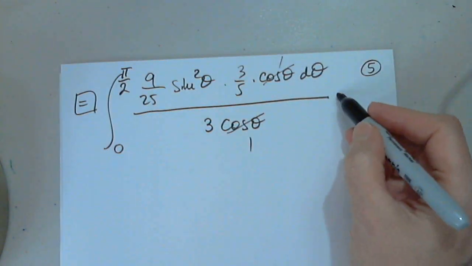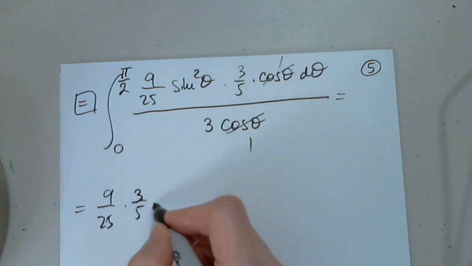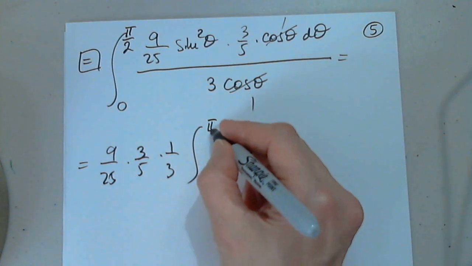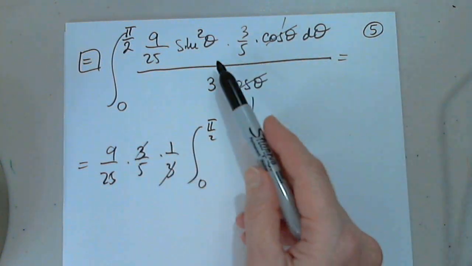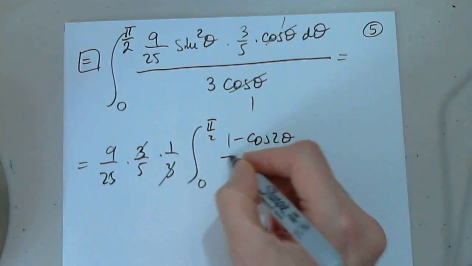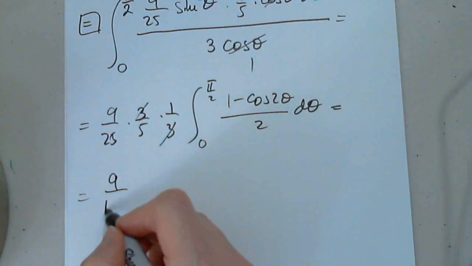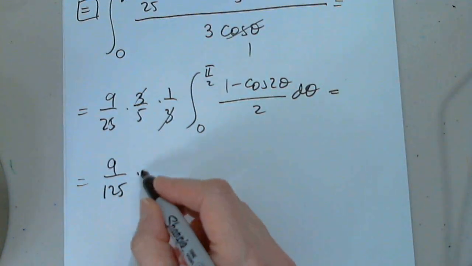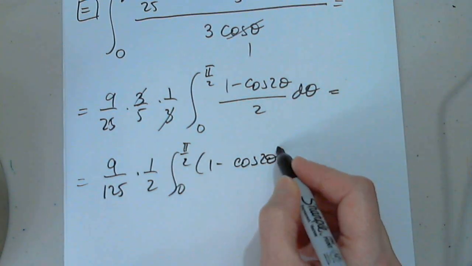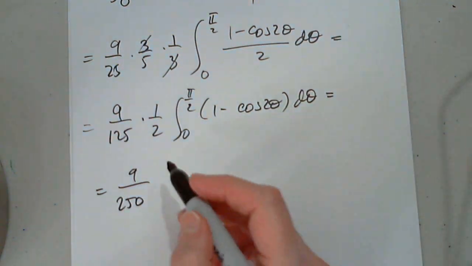This cosine with this cosine will go away. 9 over 25 multiplied by 3 over 5, and this is 3 over 1 times 1 over 3. The integral from 0 to pi over 2 of sine squared, there is nothing else. Everything else is gone. Again, 1 minus cosine 2 theta over 2 d theta, as we just had a minute ago. So this will be 9 over 125 multiplied by 1/2, the integral from 0 to pi over 2 of 1 minus cosine 2 theta d theta. So this is 9 over 250.